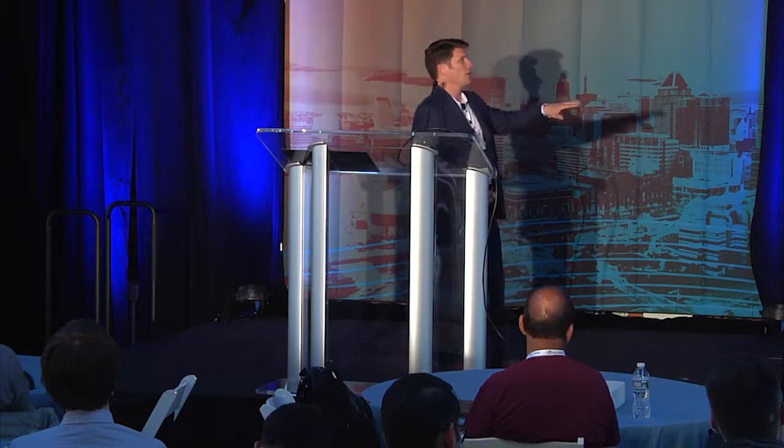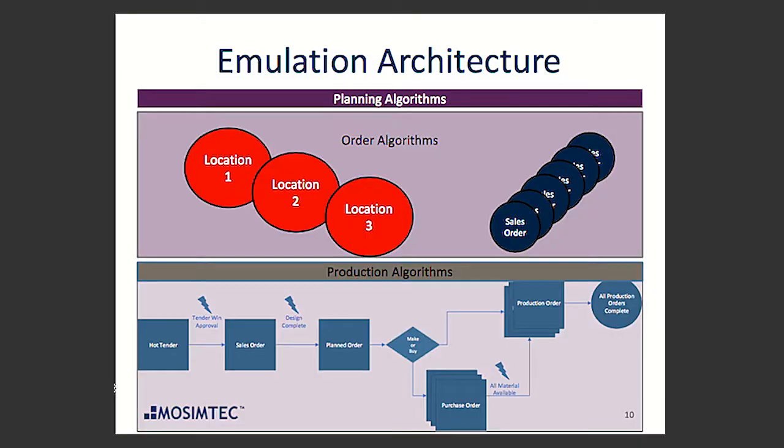So all the production algorithms are inside of the location objects. The order algorithms and the planning algorithms sit on top of the entire system. But what it enabled us to do is generate models from data, from data extracts out of the ERP system, instead of clicking and dragging each time that you wanted to develop a new supply chain model or a new manufacturing model, it's all driven from data.